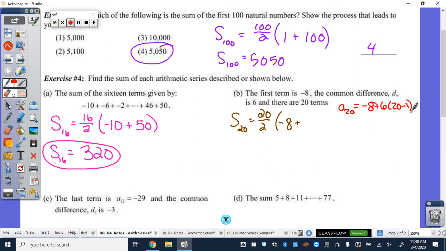So sometimes we still have to refer back to that one to find any missing pieces of information. Here we're missing our last term. So 6 times 19 plus -8 gives us what for our 20th term? 106. So now that we know that, we can add that to our first term, and now we can figure out our sum. What do we get? 980.